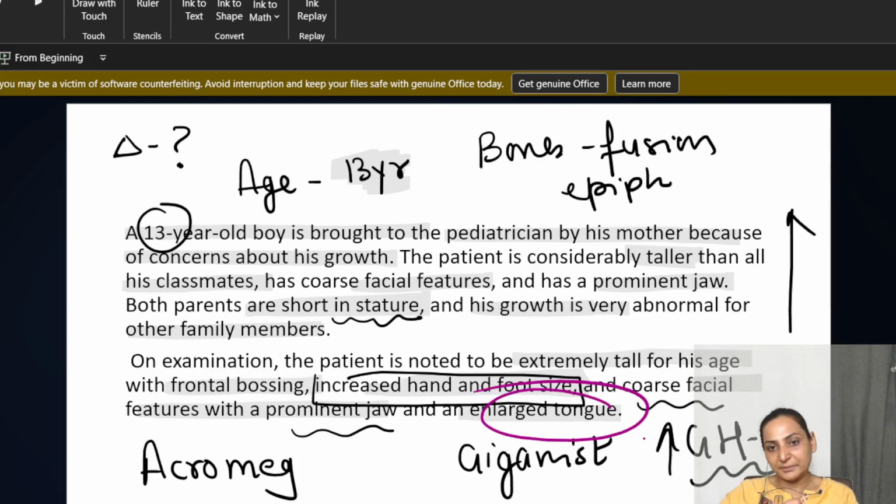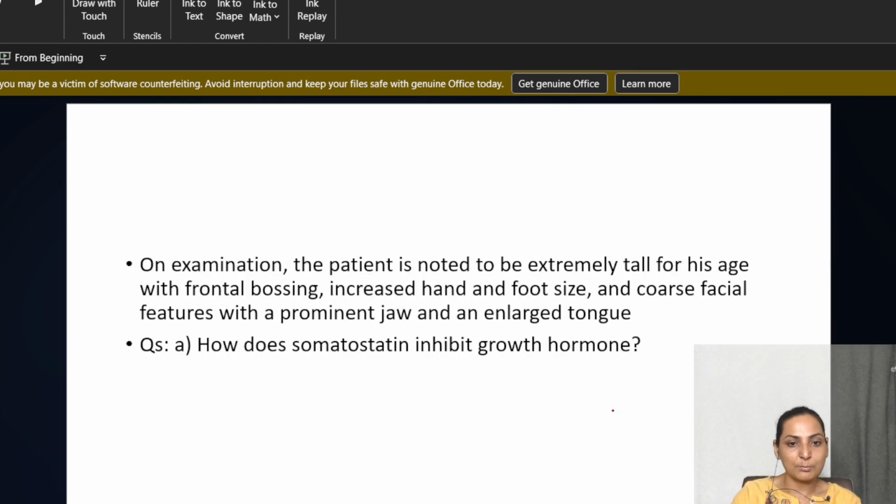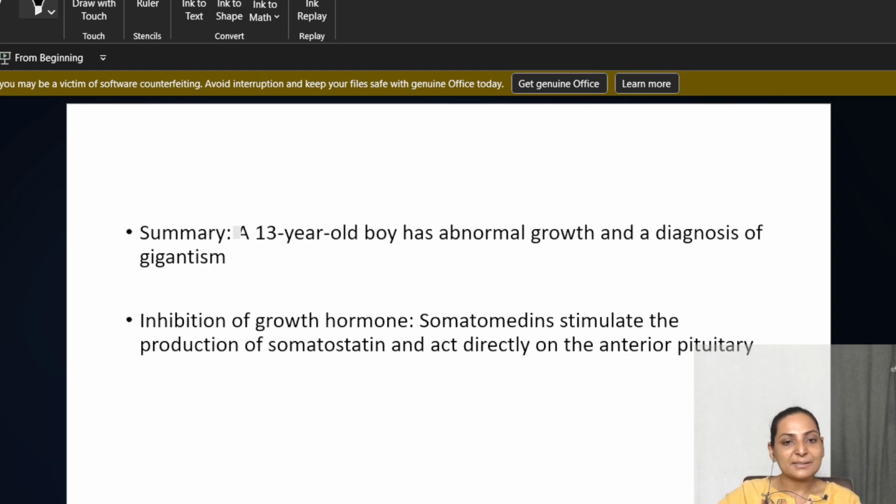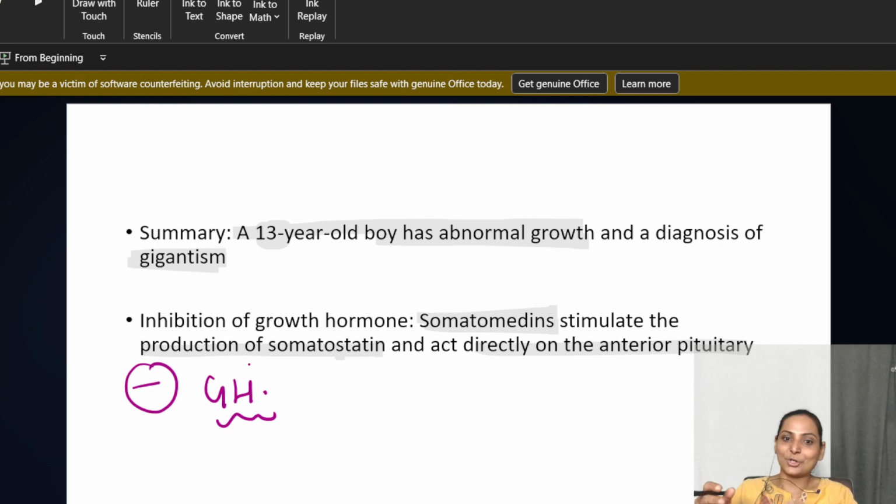Enlarged tongue: the soft organs, the tongue and the liver, are also known to be enlarged or hyperplastic with growth hormone. So how does somatostatin inhibit growth hormone? This is the question, and we come to the inference that there is a 13-year-old boy who has abnormal growth and therefore has gigantism and not acromegaly, looking at the age. How is growth hormone inhibited? We will study in detail, but as a one-liner, there are somatomedins that stimulate the production of somatostatin. That somatostatin directly acts on the anterior pituitary to inhibit growth hormone. So don't get confused. Don't get confused right now. What is somatomedin? What is somatostatin? We will clarify all of these.